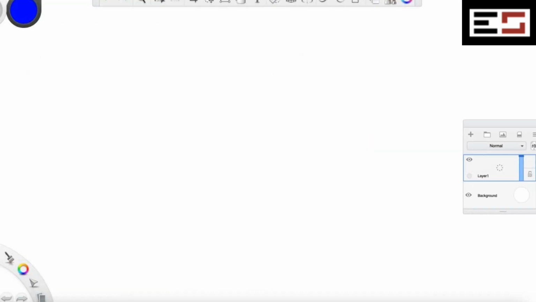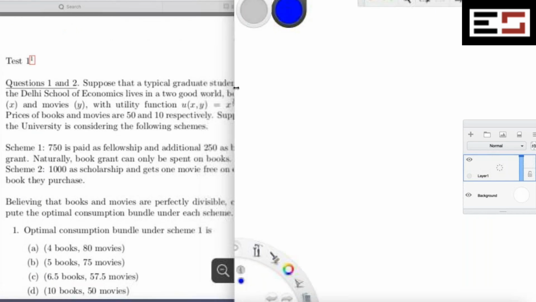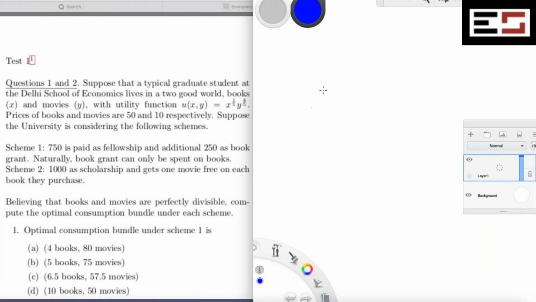In any problem, there are two steps. The first step is to set it up as a maximization or optimization problem, and the second step is solving it. We'll be working on both in this class: how to set up the problem and then how to solve it. So let us look at scheme 1 first.